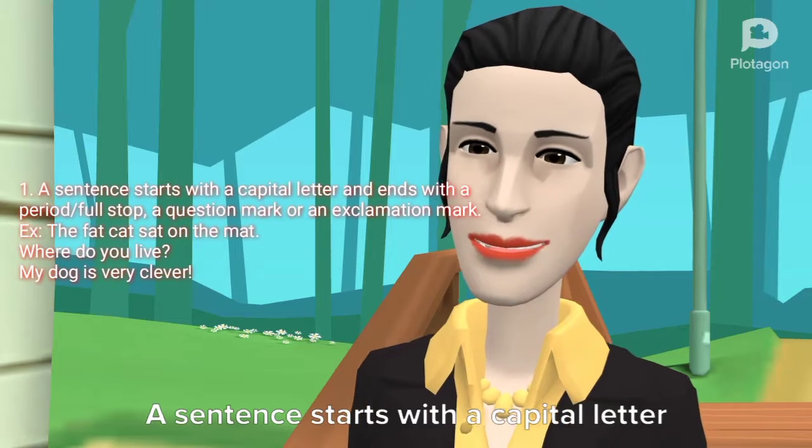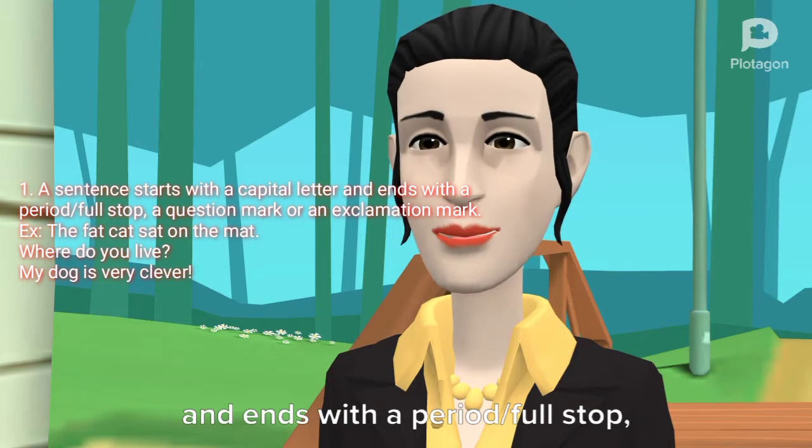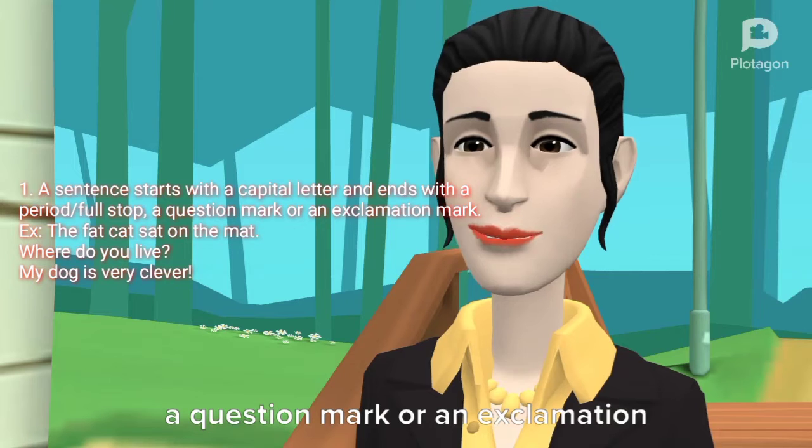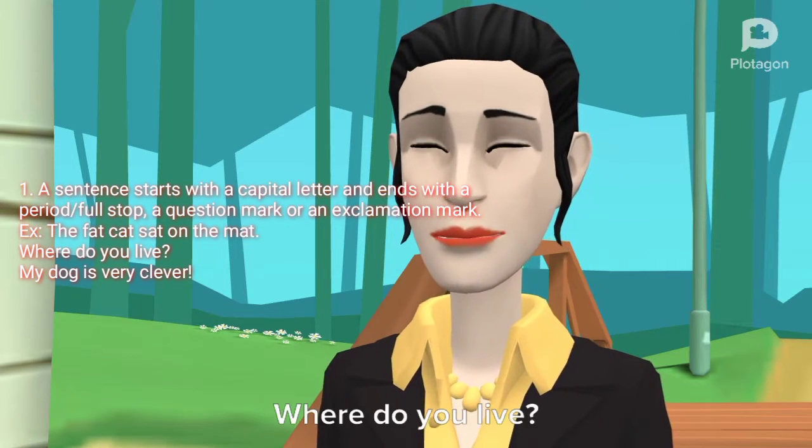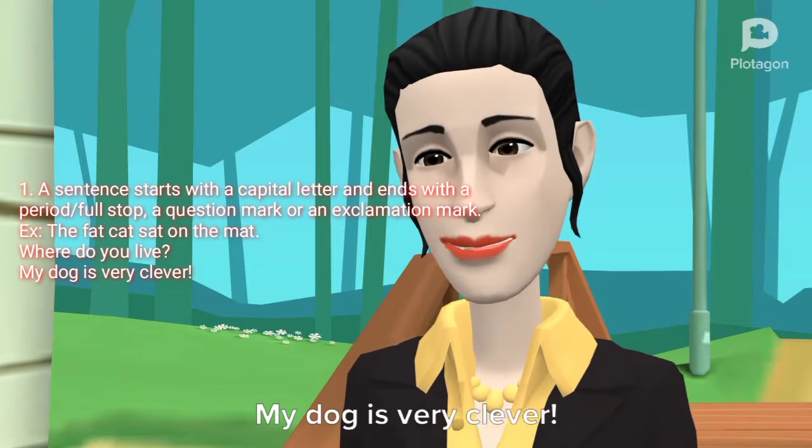1. A sentence starts with a capital letter and ends with a period, full stop, a question mark or an exclamation mark. For example, the fat cat sat on the mat. Where do you live? My dog is very clever.